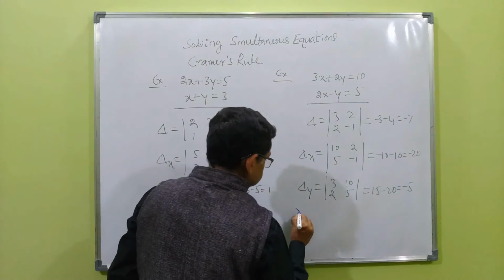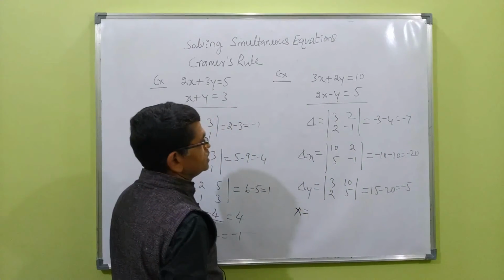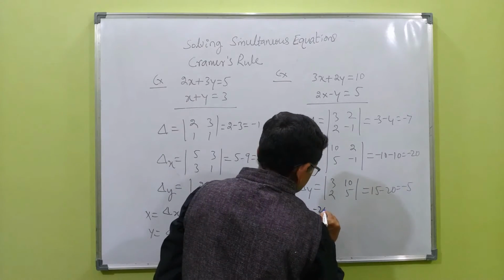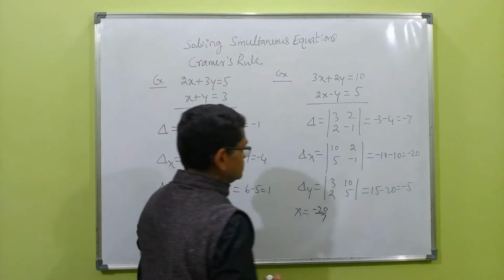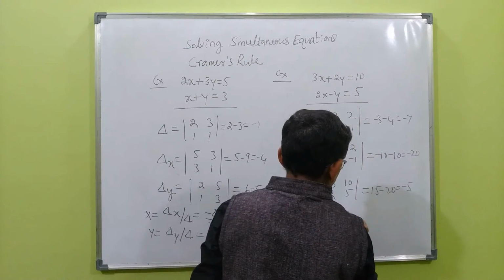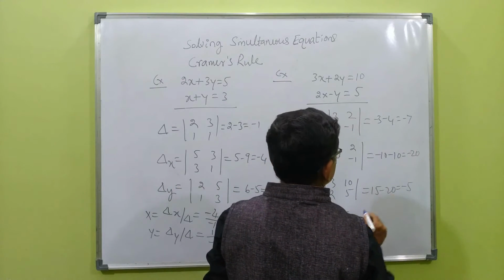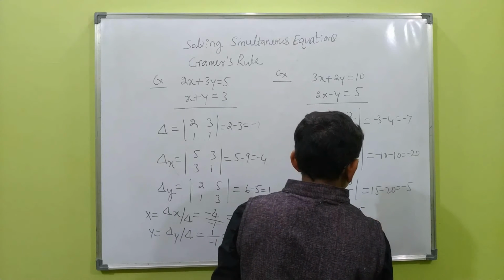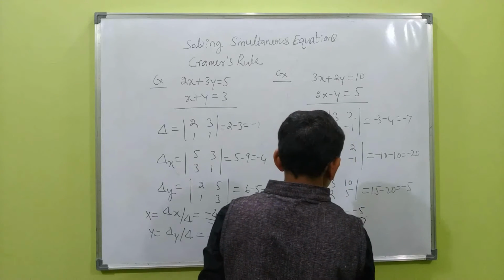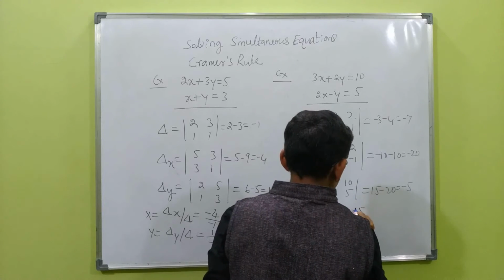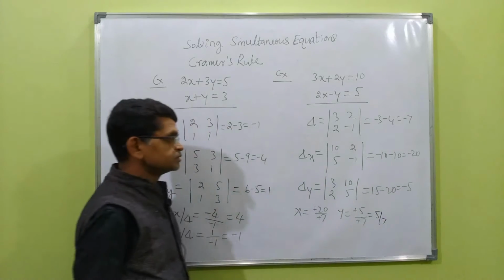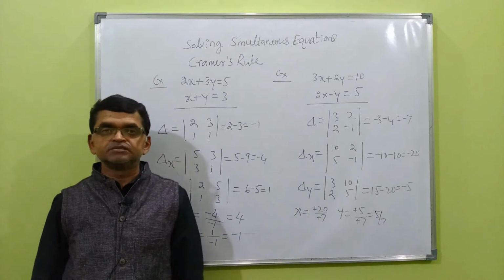So x is equal to minus 20 by 7 and y is equal to minus 5 by minus 7. So this will be plus. So 5 by 7. Let's check this answer. Okay. The procedure is this one.